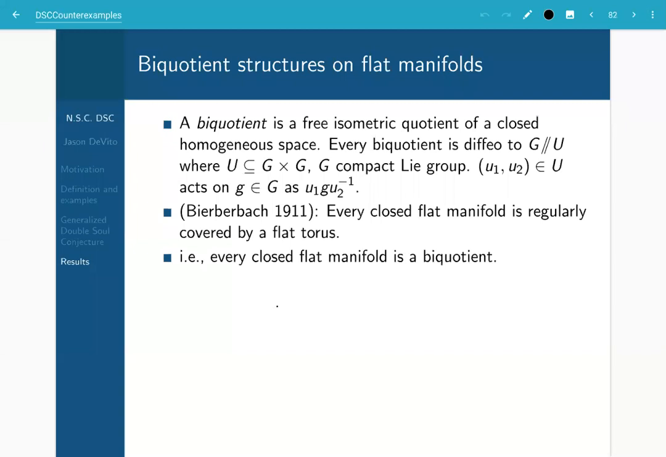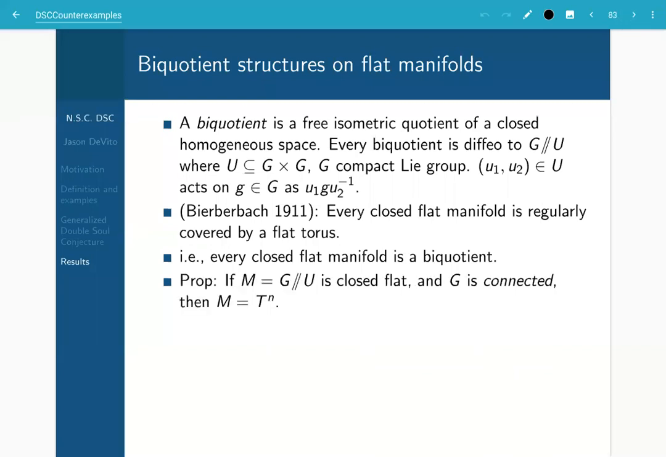So they're all biquotients, but the thing I want to show that's interesting about this is that the structure is a little bit, maybe not what you would expect. So the proposition that I want to spend a minute and a half on or so is, if I hand you a closed flat manifold that can be written as a biquotient, and I assume something that seems innocuous, that the group is connected, then the manifold I handed you actually had to be a torus.